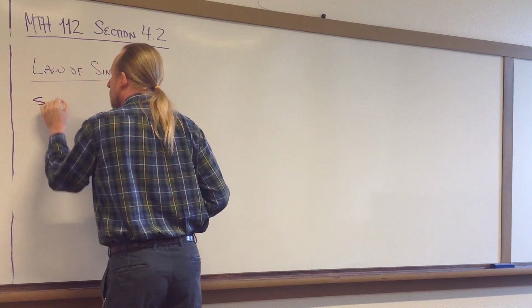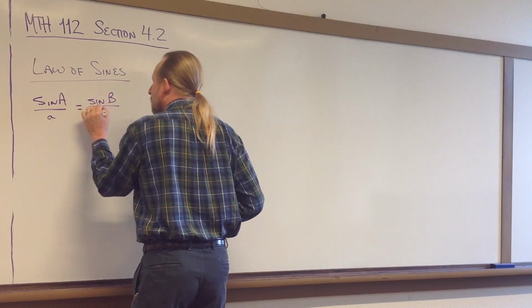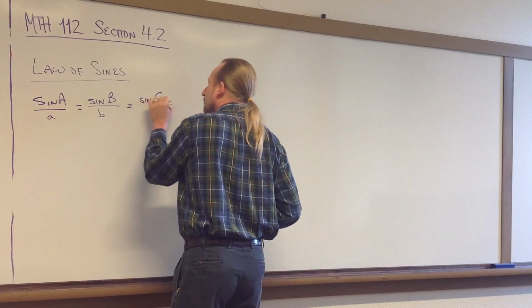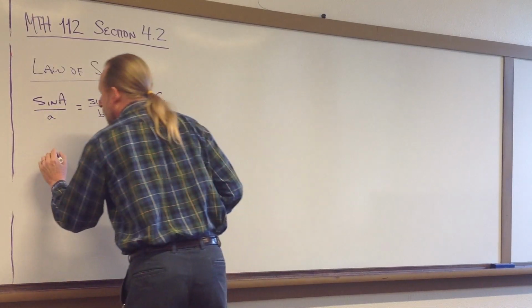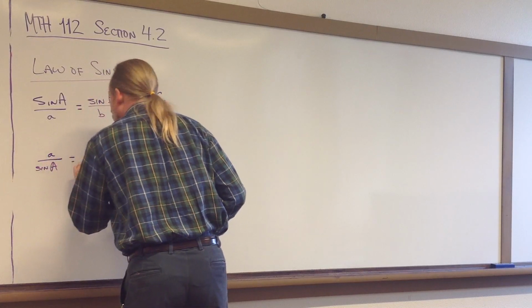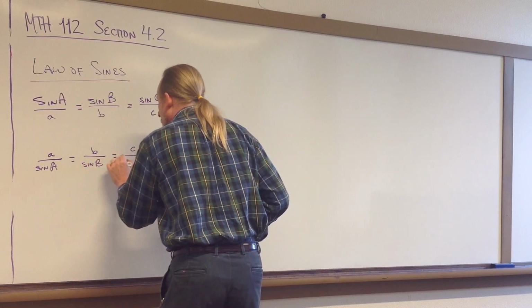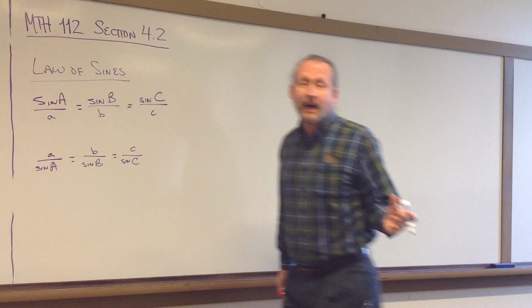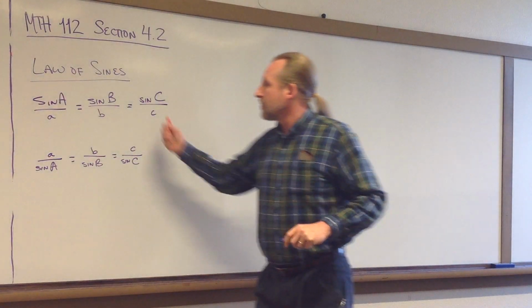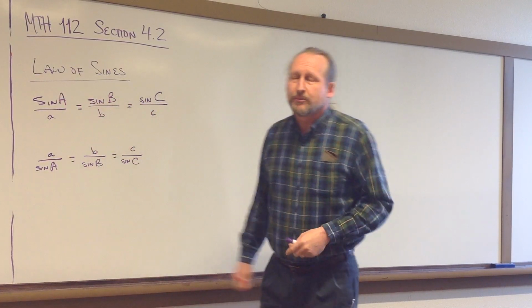Sine of A over side A is the same ratio as the sine of angle B over side B, which should also be the same as the sine of angle C over side C. And again, these can be flipped around. I was using this format in section 4.1 because we were only solving for sides and not for angles. When we're solving for angles, I'll probably use this. There's no reason you can't use this to solve for the angle, it's just the algebra is a little bit more complicated.